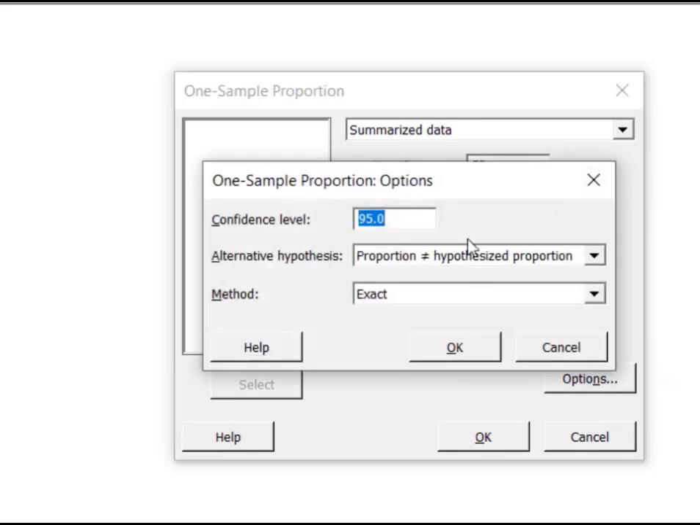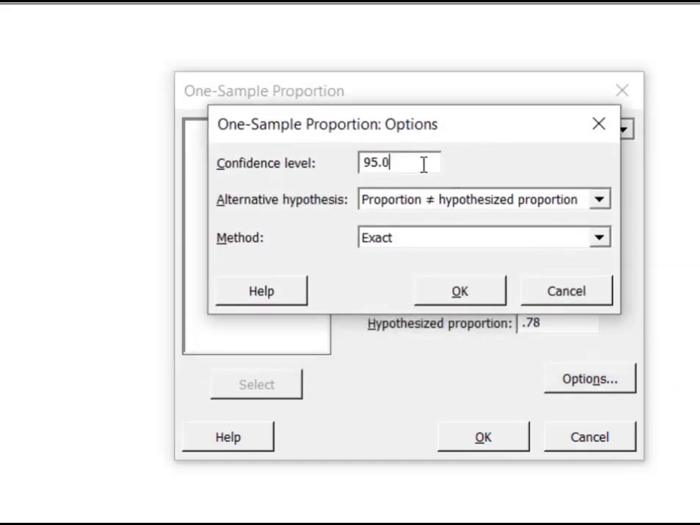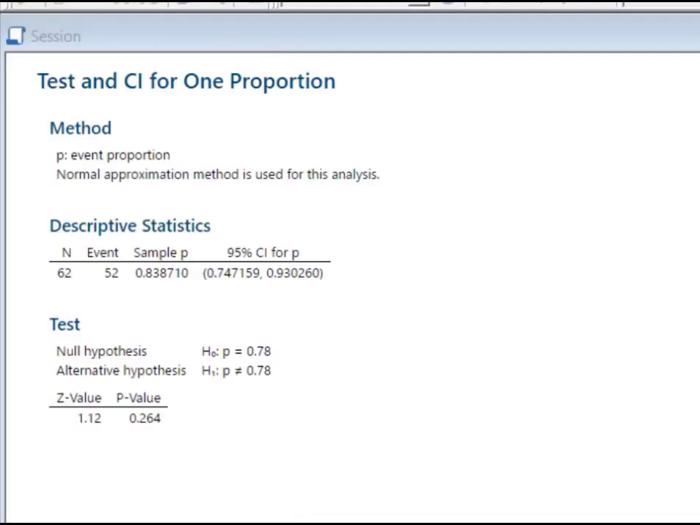And under options, we need to make sure we've got this set up right. So confidence interval is 95 because alpha was 0.05. Our alternative hypothesis is a not equal to, so it's a two-sided test. And as always, we're going to use a normal approximation. So I'm going to hit OK, and we've got our Minitab output.